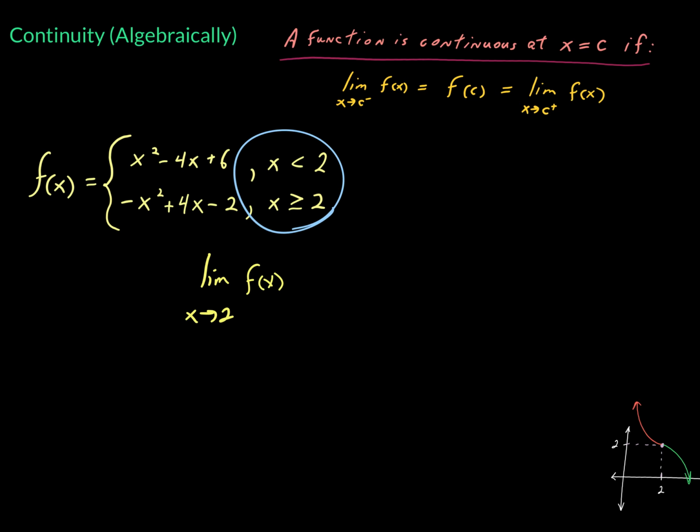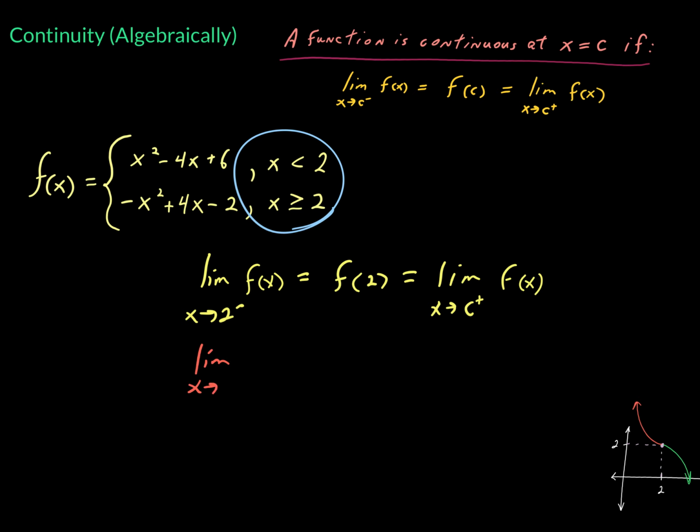That's where we want to see if it matches up or not. So from the left, we want to know, does that equal, well, if 2 is my c value, f of 2, we figure out what that is. And then is it the same y value on the right side? Well, first thing we got to do is figure out what function, what f of x do we use when we're on the left side of 2? When we're on the left side of 2, that's when x is less than 2. So we want to use this function.